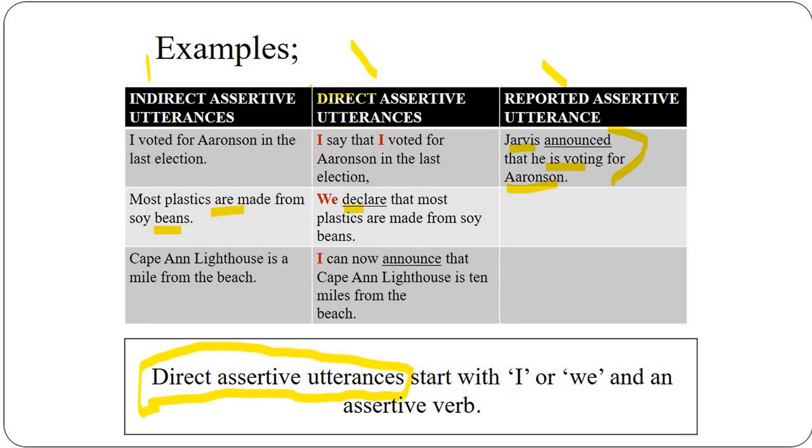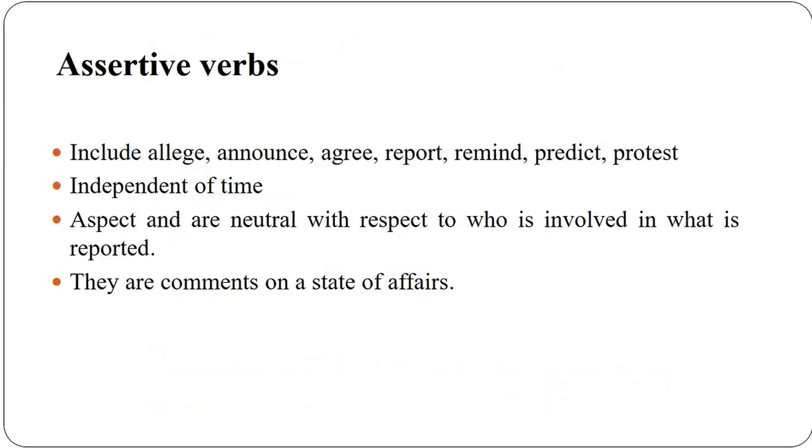As you can see here, the explanation. They should start with I or we subjects and assertive verbs like declare, announce, say. So let's move on. Here you can see some examples of assertive verbs like allege, announce, agree, report, remind, predict, protest. These are examples of assertive verbs, and they are independent of time and aspects and are neutral with respect to who is involved in what is reported. So they are comments on a state of affairs actually.